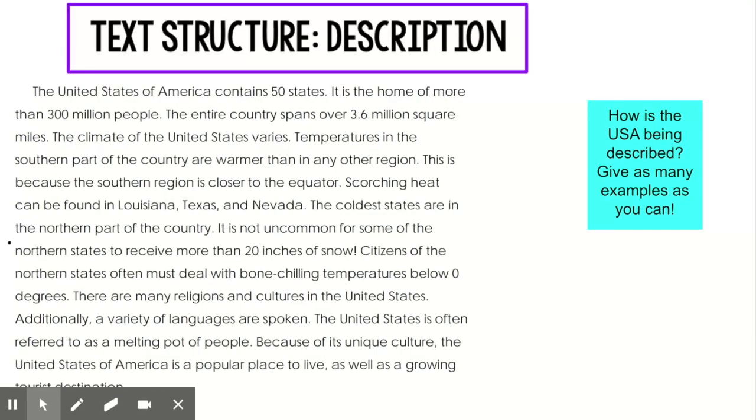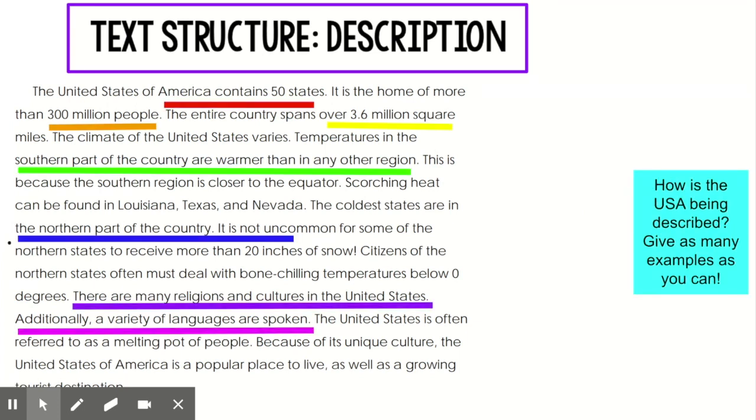All right, so now we can go ahead and move on to our second question, which asks, how is the USA being described? Give as many examples as you can. So I want you to go ahead and pause this video and try to find as many examples of important details about the USA that the author described to us in the text.